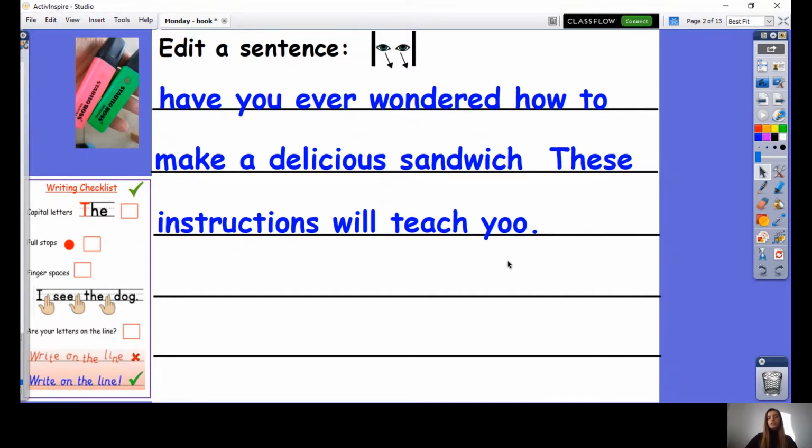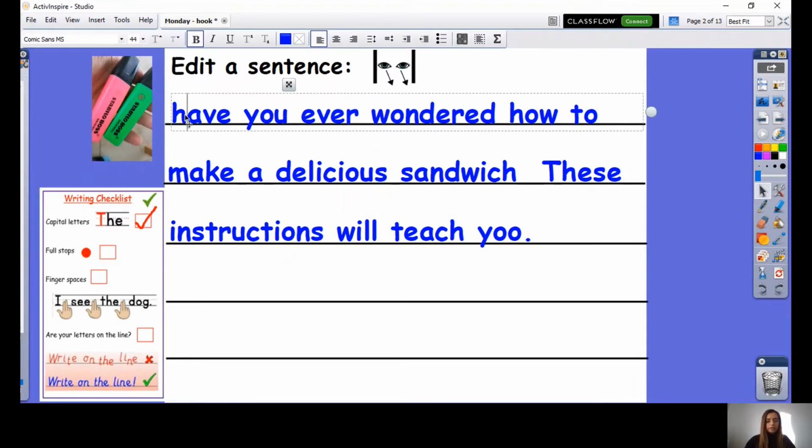Okay, fantastic. You should have spotted our 3 mistakes. What is the first mistake that you have spotted? Fantastic. You have used your writing checklist, and we need to have capital letters at the start of our sentence. I can see here I do not have a capital letter at the start of my sentence, so I'm going to change that to a capital H.